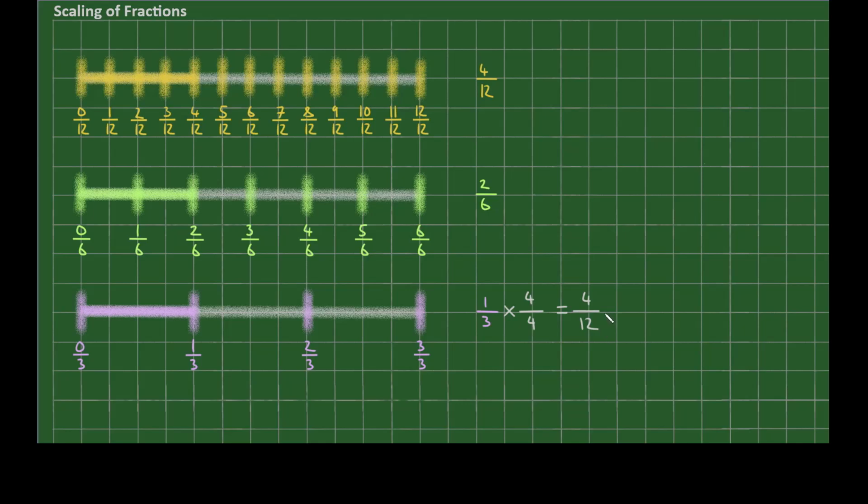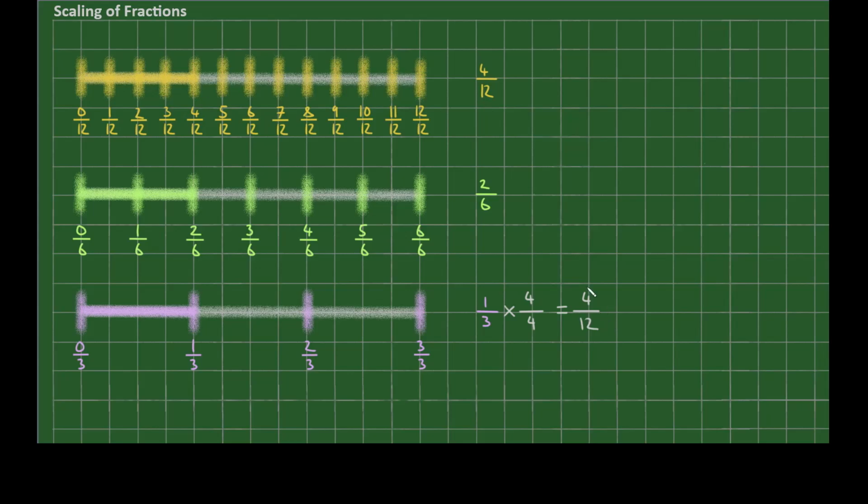A couple of things to note here. I have not changed the size of the fraction. I have simply changed the way I express it. 1/3 is the same as 4 12ths. The second thing to note is that we have increased the number of the numerator and the denominator. So this is known as scaling up a fraction.